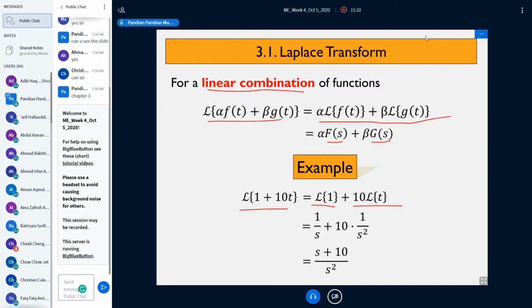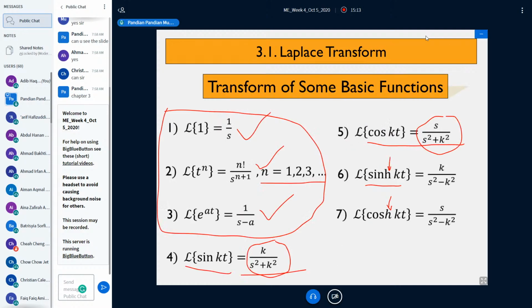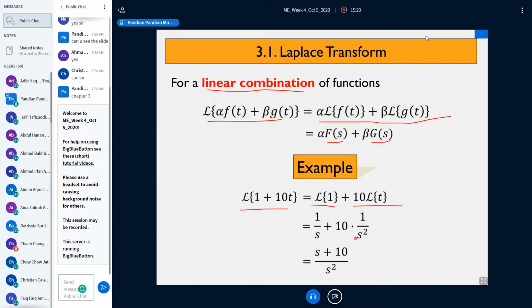10 Laplace of t. Laplace of t power 1, you go back here: n factorial over s power n plus 1, so 1 factorial over s power 2. So 10 over s power 2. You must simplify. Why do we simplify? Because later on, we want to find the inverse of this. So 1 over s plus 10 over s squared. You put the horizontal line, the denominator s squared. So s squared divided by s gives s, plus s squared divided by s squared gives 1, multiplied by 10. So this is your answer.